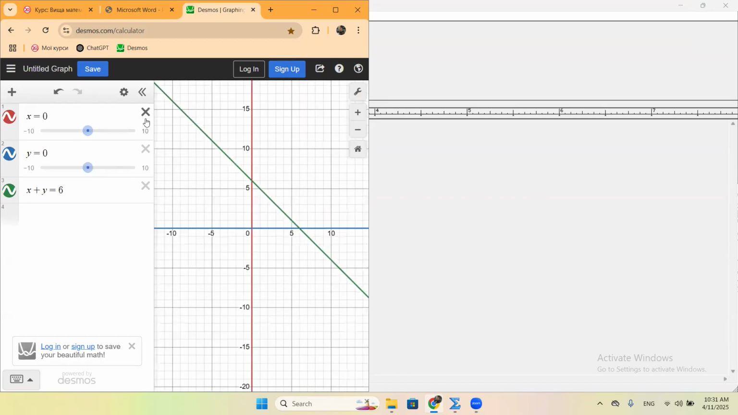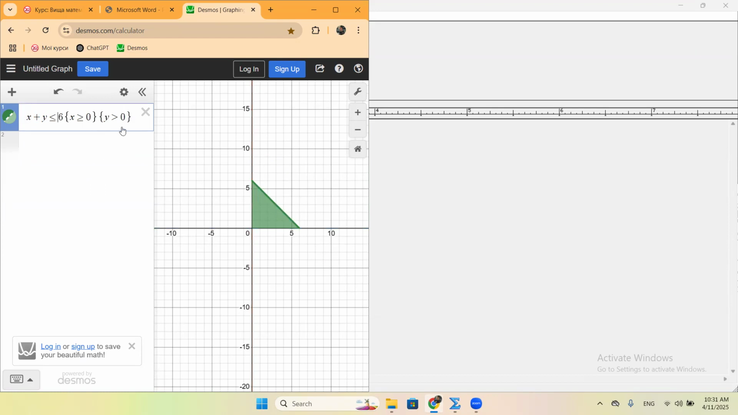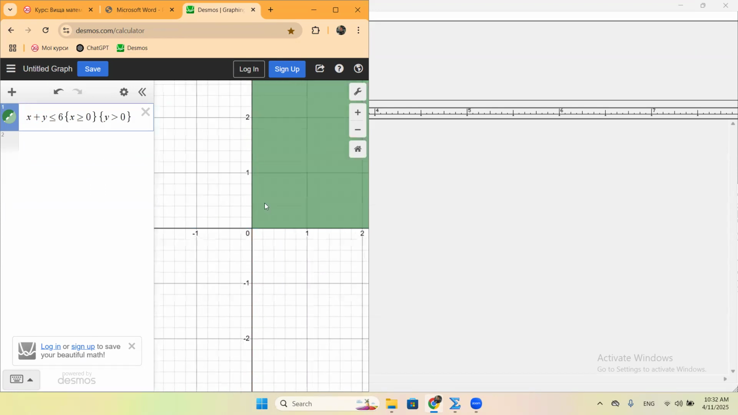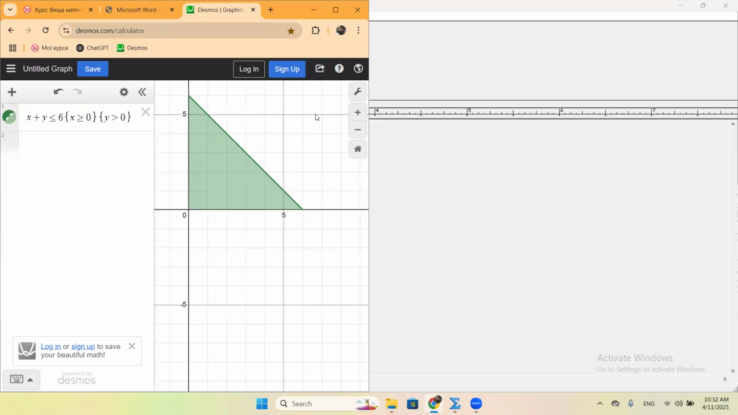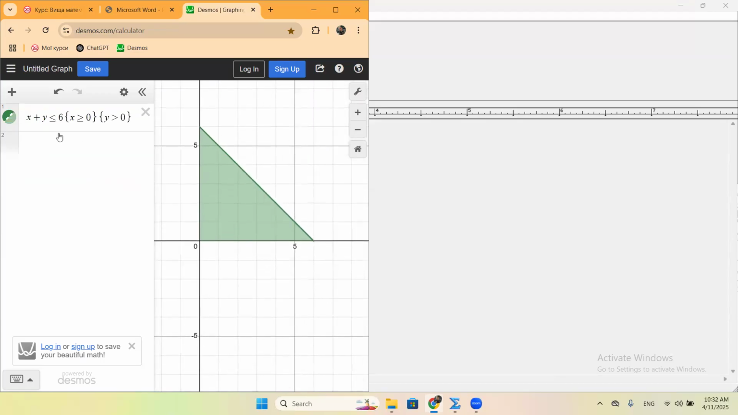But we can even display it in a smarter way. So x is greater than or equal to 0, and y is greater than or equal to 0, and x plus y is less than or equal to 6. So we have the following domain, this triangle.